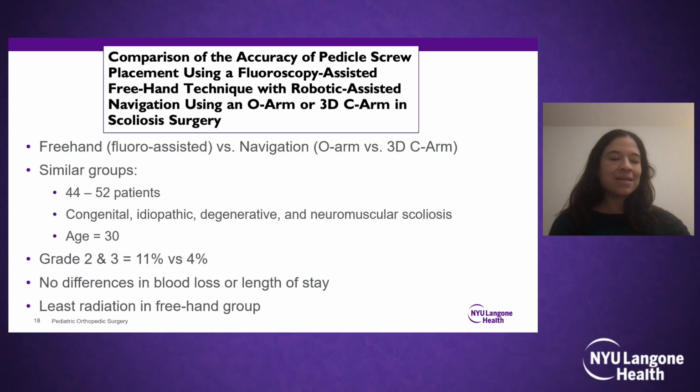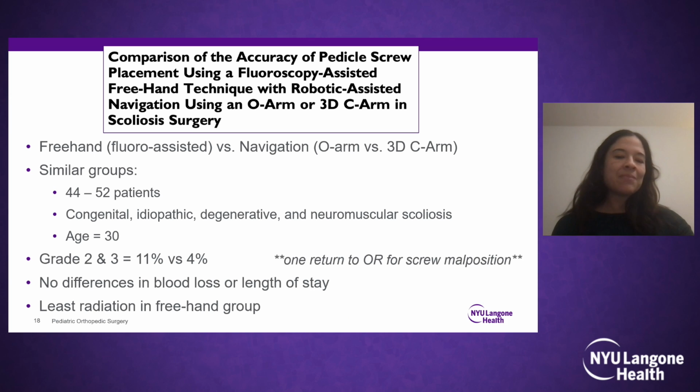So that you had grade 2 to 3 screws, which are those screws that have more than 2 millimeters of perforation happening in 11% of the non-navigated and 4% of the navigated screws. And then also importantly, the study had 1 return to the OR for screw position, and that was in the non-navigated group.